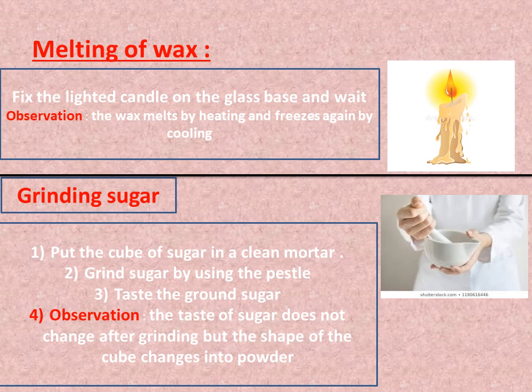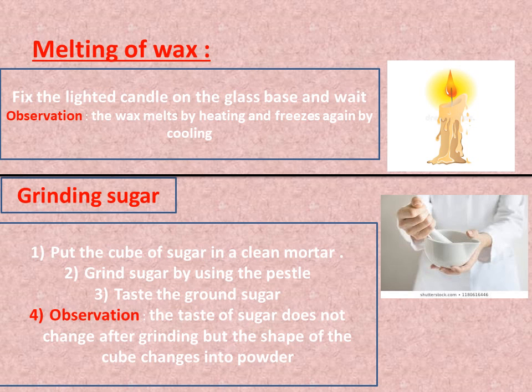Grinding sugar. To show that grinding of sugar is a physical change, we need a mortar, a pestle, and a cube of sugar. We put the cube of sugar in a clean mortar and we grind the sugar by using the pestle. Then we taste the ground sugar. We noted that the sugar changes from a cube to a powder. So the shape of sugar changes into powder.